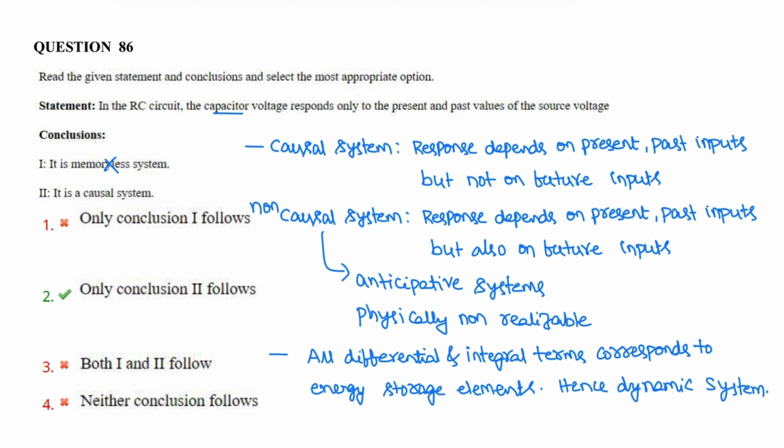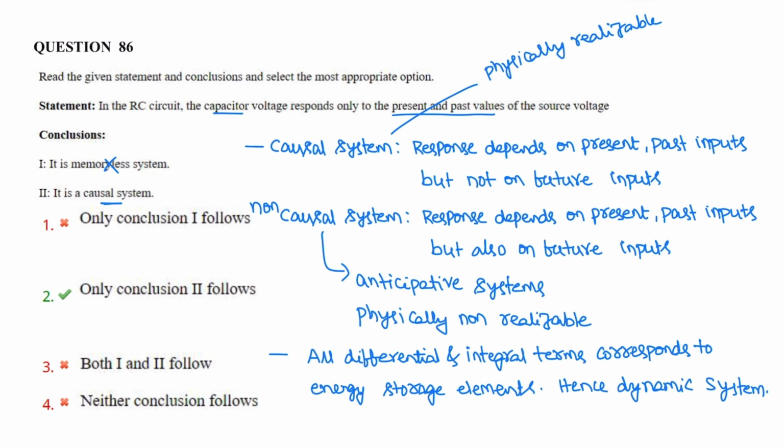Causal system means the response depends only on present and past inputs but not on future inputs. The statement is correct. It depends on present and past values of the voltage source, so it is a causal system. Non-causal system means the response depends on present and past but also on future inputs. So non-causal systems are anticipative systems that are physically not realizable, whereas causal systems are physically realizable, non-anticipative systems.